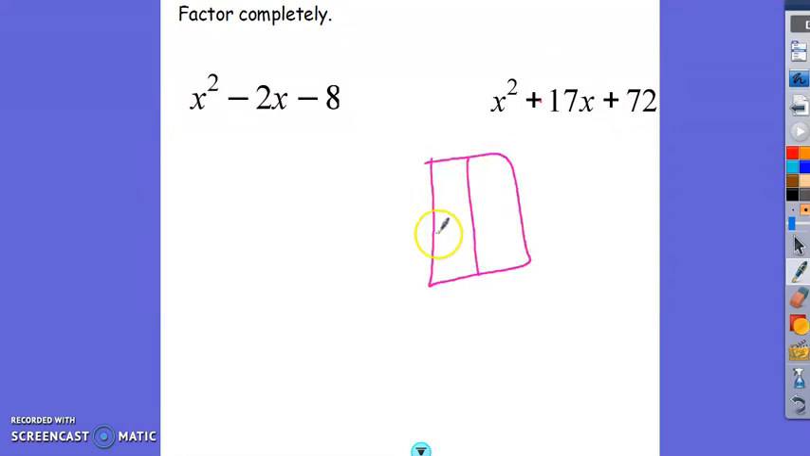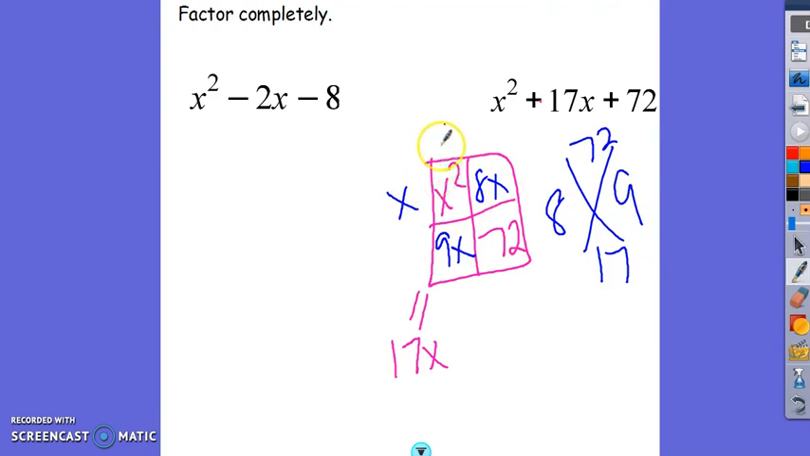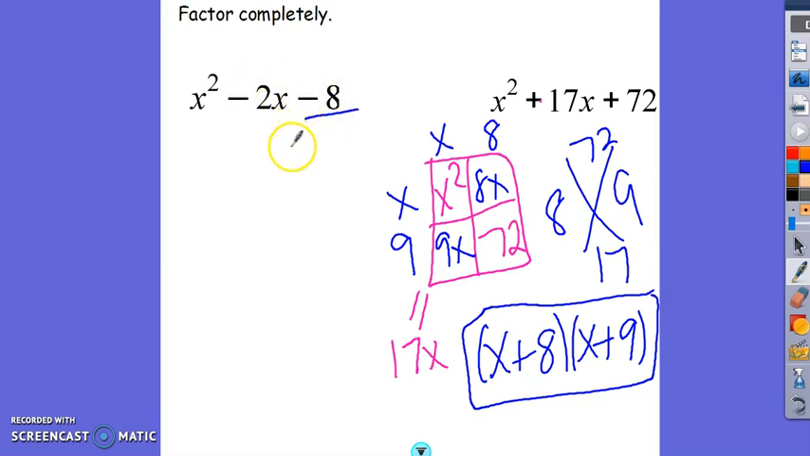So you can see that this will be x squared, 72 goes here, it has to add up to 17x. So numbers that multiply to give you 72 but add up to 17, that's going to be 8 and 9. So 8x and 9x. So x times x is x squared, x times 8 is 8x, x times 9 is 9x. So if your last term is positive and your middle term is positive, then both your factors have to be positive too.